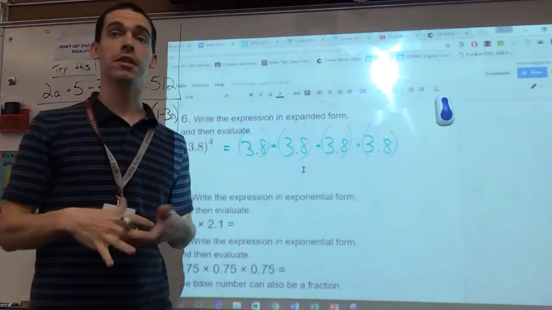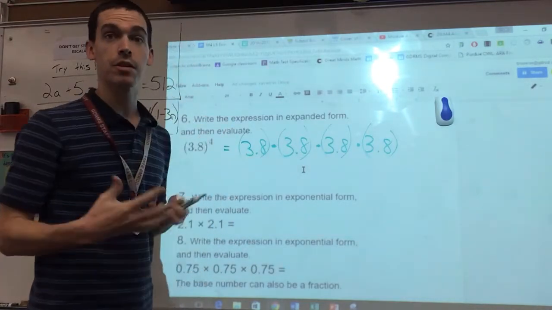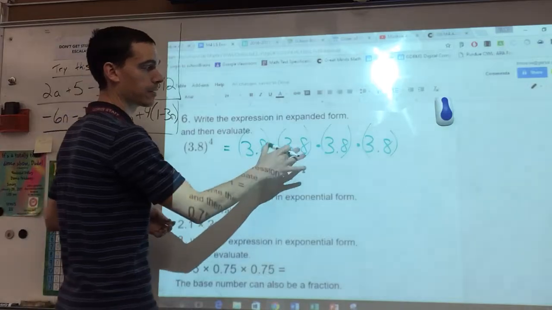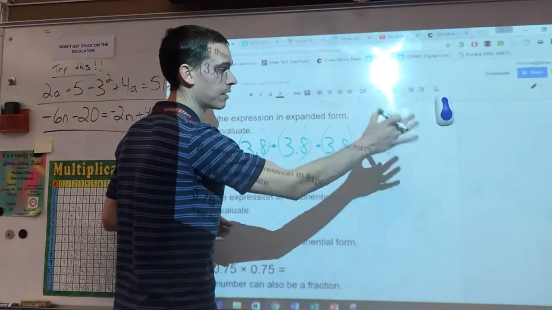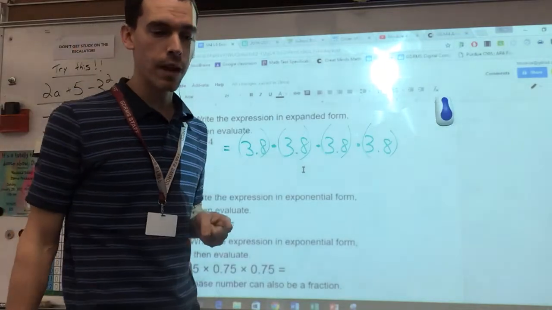And again, we can show these all in separate parentheses because we talked about different multiplication techniques. We can use parentheses to show that: 3 and 8 tenths times 3 and 8 tenths times 3 and 8 tenths times 3 and 8 tenths. And use your calculator and check what you get for an answer.